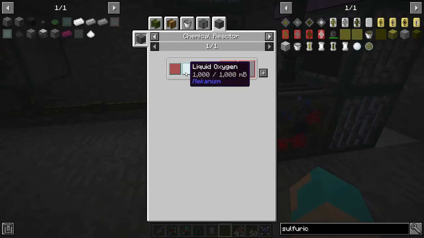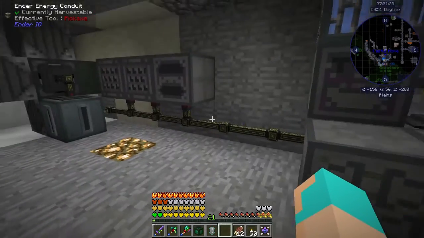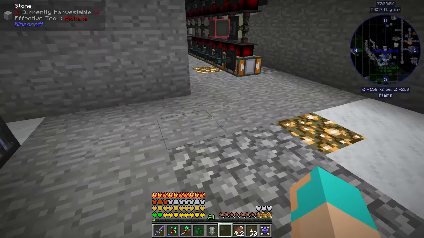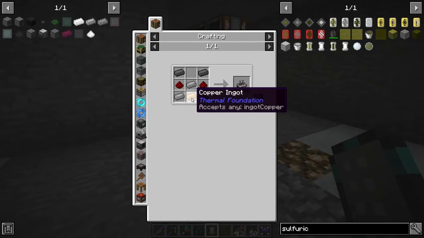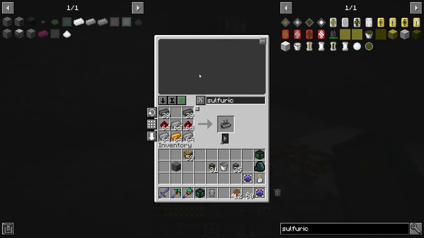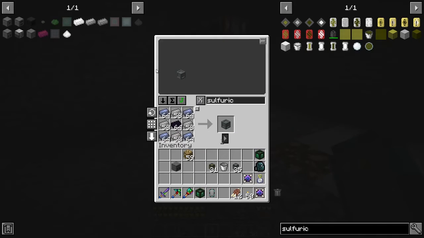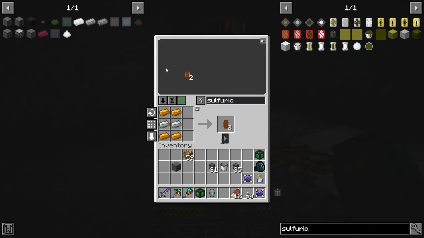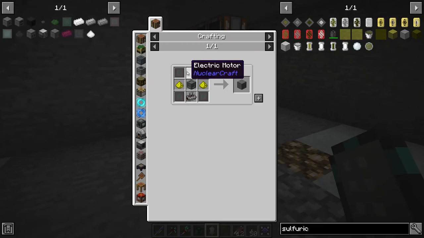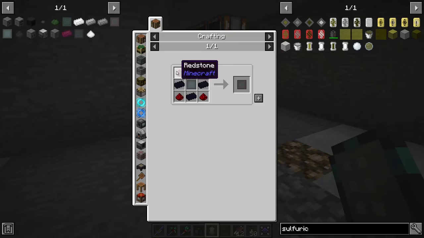Alright, so sulfur and the liquid oxygen in a chemical reactor. So we need another chemical reactor. So we need one more of these, and we need one of these, and we need one of these, which requires those. And we need our plates.